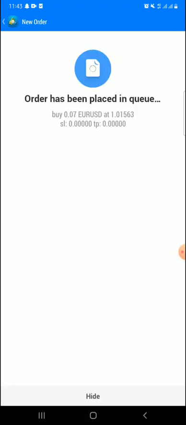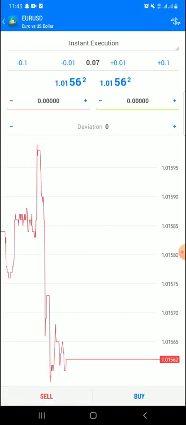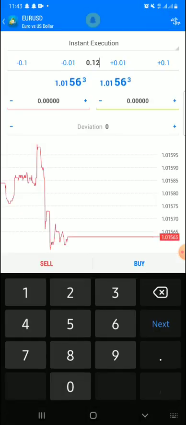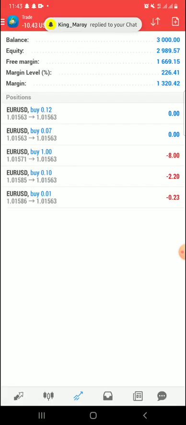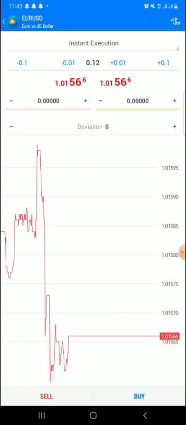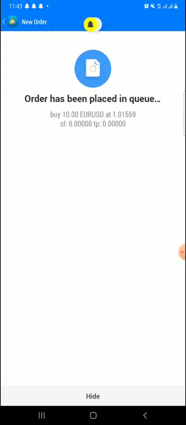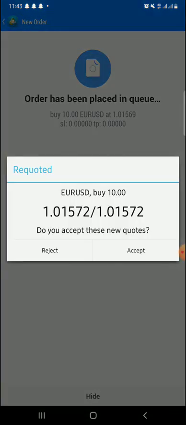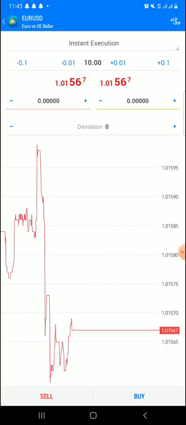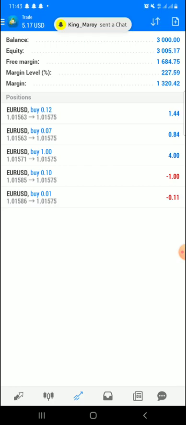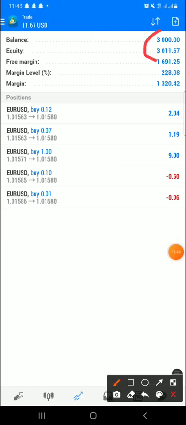0.07. You can open something like, let's check, 0.12. You can open any figure as long as it's above 0.01. You can even open as high as, although it depends on the equity, you can even open as high as 10.00. Okay, so that's one thing about trading. It depends on your capital. It depends on this here right now, the balance and the equity.